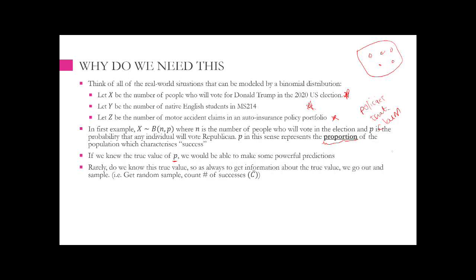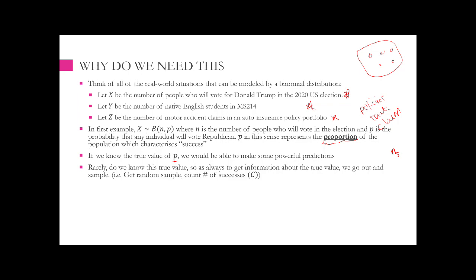Let's say n people, right? And let's say this is the Donald Trump example. And then this is basically what happens: you go out and you poll people. You get a random sample of, let's say, 1,000 people all across America, and you ask them, are you going to be voting for Donald Trump in this election? And they will either say yes or no, or I don't know. And then you count the number of people that have your characteristic, success. So you count the number of people that are going to vote for Donald Trump, right?